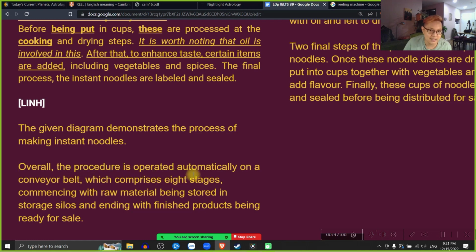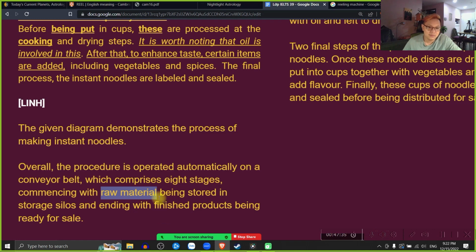This process is operated automatically. The procedures is operated automatically on a conveyor belt. Very good. You mentioned conveyor belt. Some of you can't picture this; it's a conveyor belt. Which comprises 8 stages. Commencing with, beginning with, commencing with. Raw material being stored. There, you are right. Raw material has no S. See, she uses raw material without S.